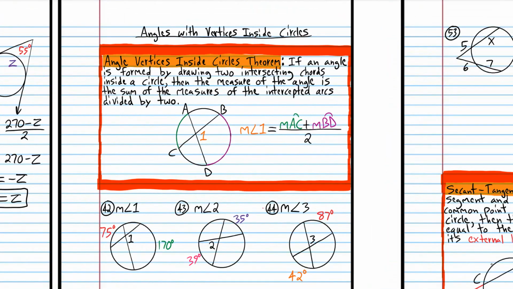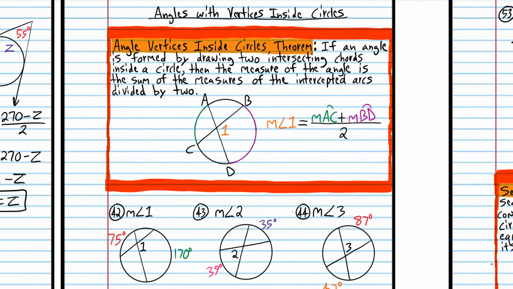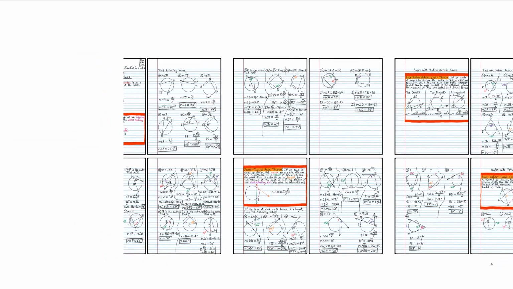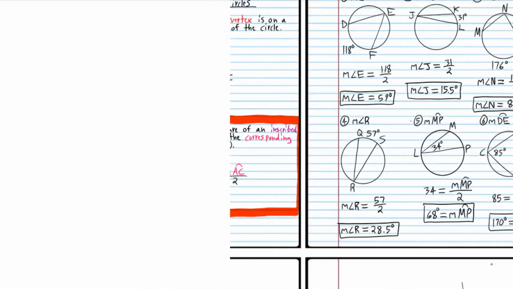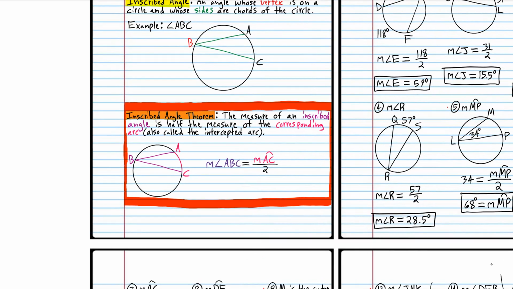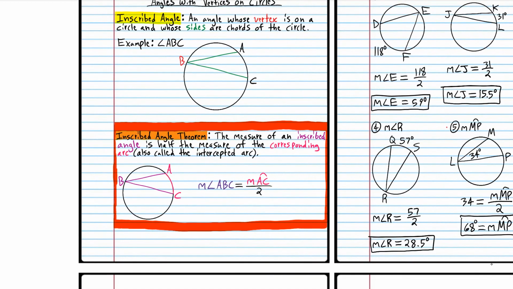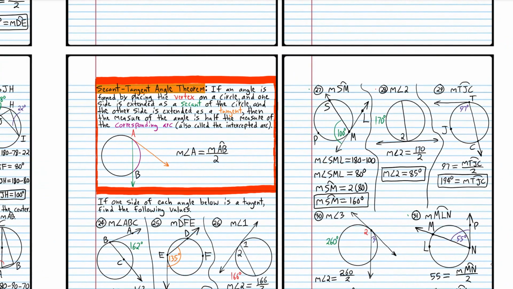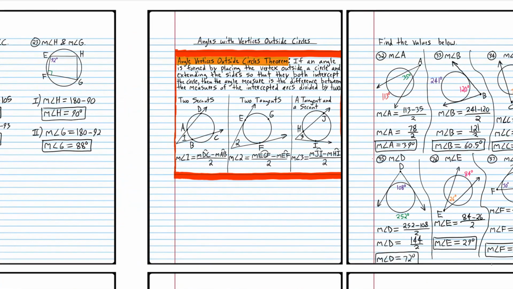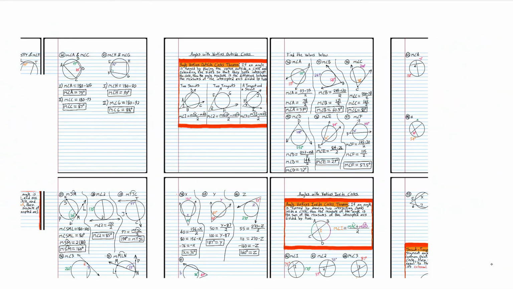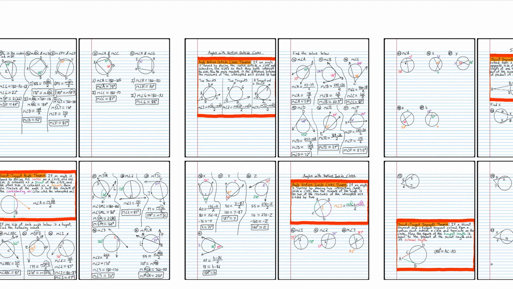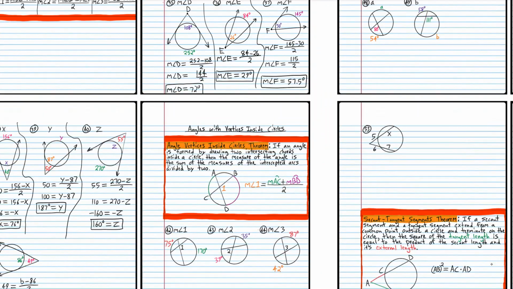All right, now we're going to the angle vertices inside circles theorem. So just to review here, we're talking about angles. We haven't got to segments yet. We learned inscribed angles, the inscribed angle theorem, and we learned the secant-tangent angle theorem, and the angle vertices outside circles theorem. So we dealt with angles on the circle and outside the circle, and now we're dealing with angles inside the circle.